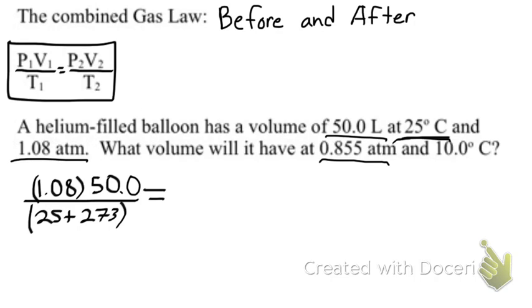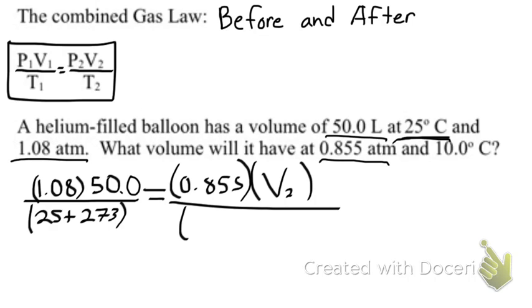Alright, then we look at our second pressure, and we have one. It's 0.855 atmospheres. And it looks like we don't have a second volume, so V2 will be the variable we're solving for. And our final temperature is 10 degrees Celsius. We add that to 273 to get Kelvin.